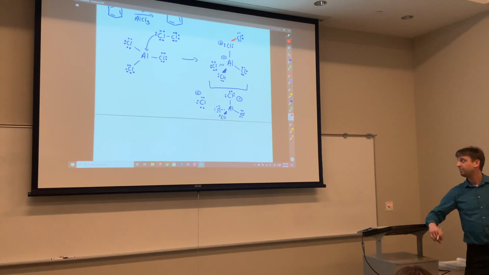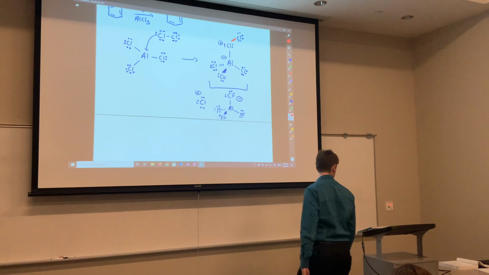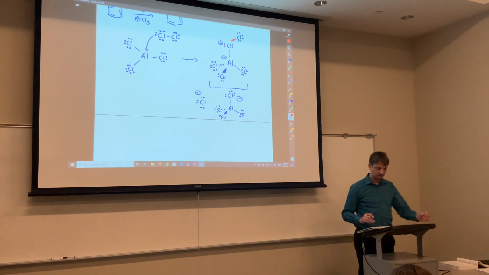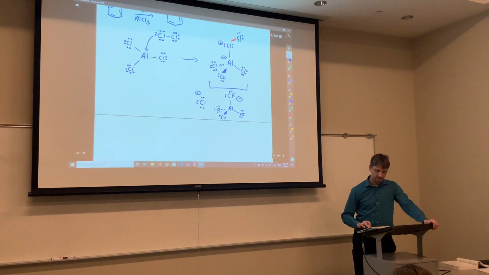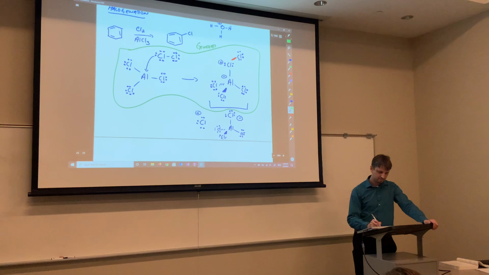Cool. So both of those are technically right, but one I would say is a little bit more correct than the other. Right? Okay, cool. So what are we going to do here then? Now that we know how to generate the electrophile, let me put a green bracket around everything here. So this is generating the electrophile, generating E plus. All right.